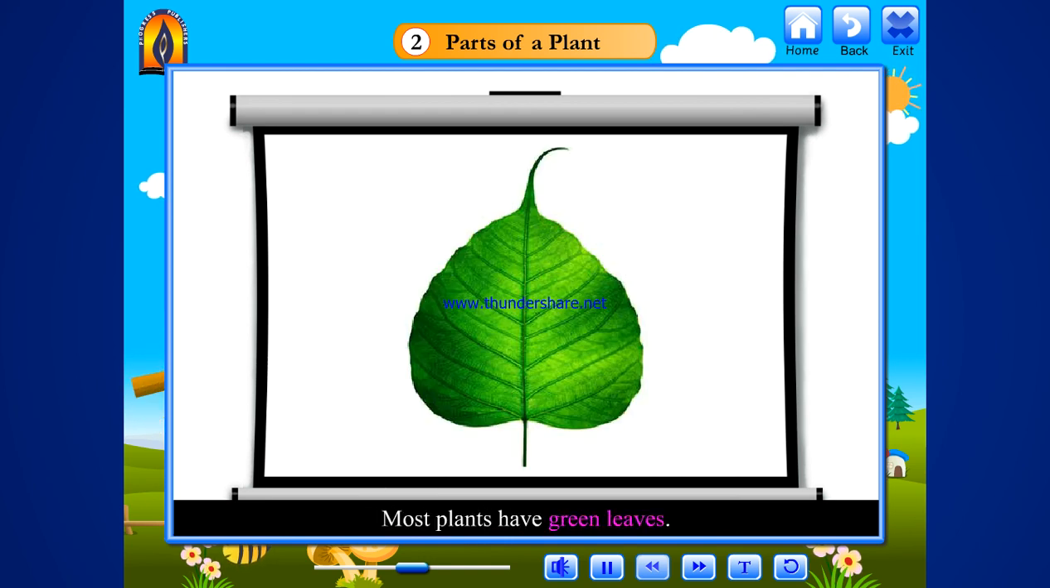Leaves. Most plants have green leaves. The green color of the leaves is due to the presence of a green coloring matter called chlorophyll. In most plants, the leaves are flat. Look at a peepal leaf carefully. The flat part of the leaf is called the leaf blade.